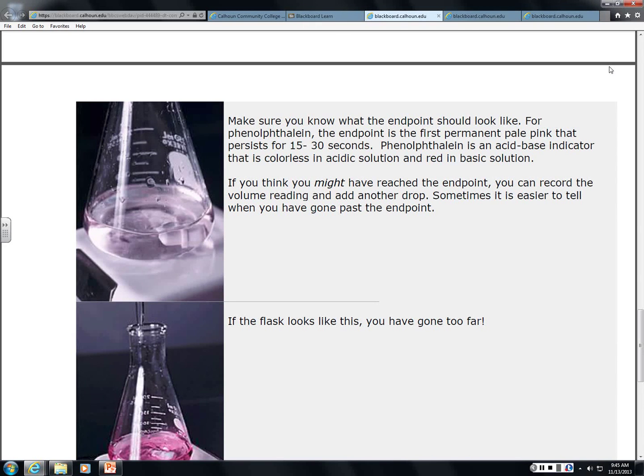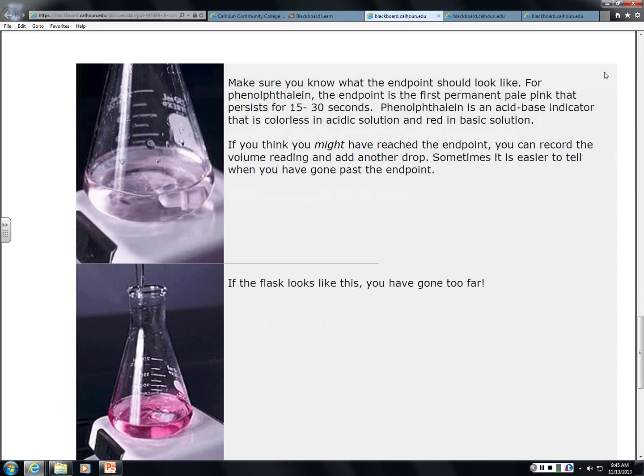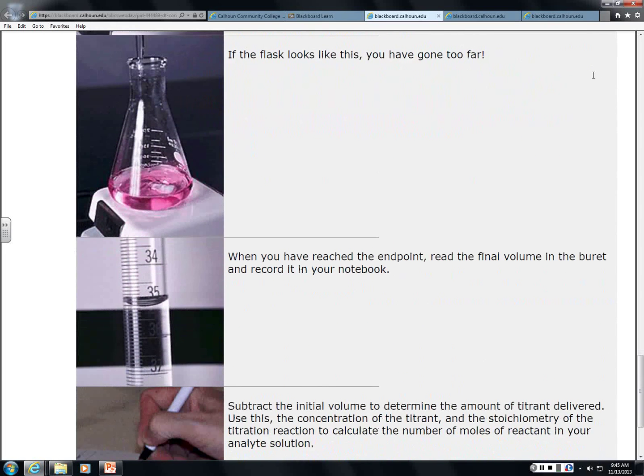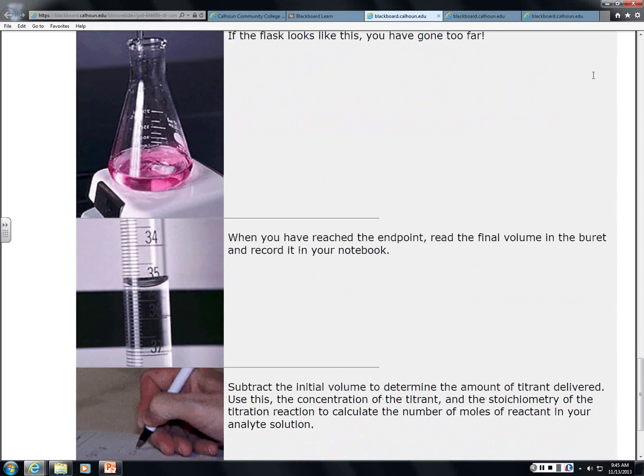I think I went around and told some of you to do that. That way, if you go past it and it turns fuchsia, so if it turns this color down here, you've at least recorded the volume previously. Then no big deal, you already had your recording from earlier. At this point you start out a little bit faster, and then you go drop-wise. You can even maneuver half drops if you want to be that precise, but that takes some practice. This pink or fuchsia color is when it's gone too far.